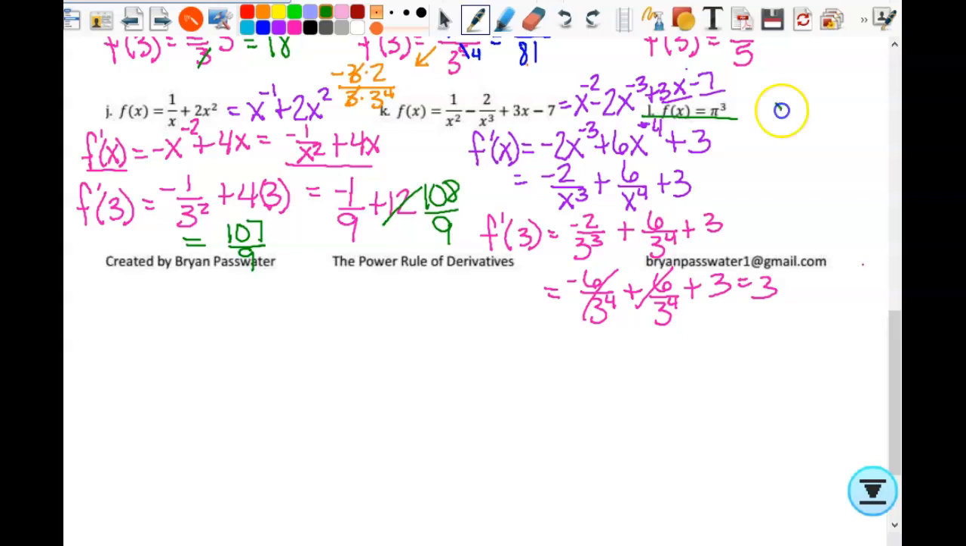So then what is f prime of x? It's just 0. This is just a constant, and just like here, when we took the derivative of -7, it was just 0. We didn't even write it down. The derivative of that is 0. So then, what is f prime of 3? 0.